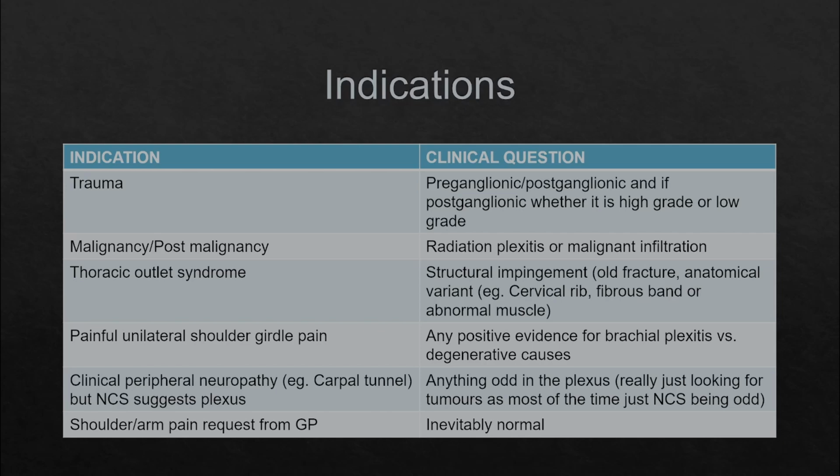The last 2 indications are the more ephemeral requests. We sometimes get a request from neurology that there is a peripheral neuropathy of some kind, but nerve conduction studies either do not correlate with clinical findings or they suggest a plexus injury directly. And in this case, we are really just looking for something odd in the brachial plexus causing symptoms. It's usually normal, but on the odd chance, it might be a tumour, some kind of malignant infiltration or a nerve sheath abnormality. We've also been getting increasing requests for brachial plexus from GPs, usually in just slightly puzzling cases of shoulder and arm pain, and these are inevitably unremarkable.